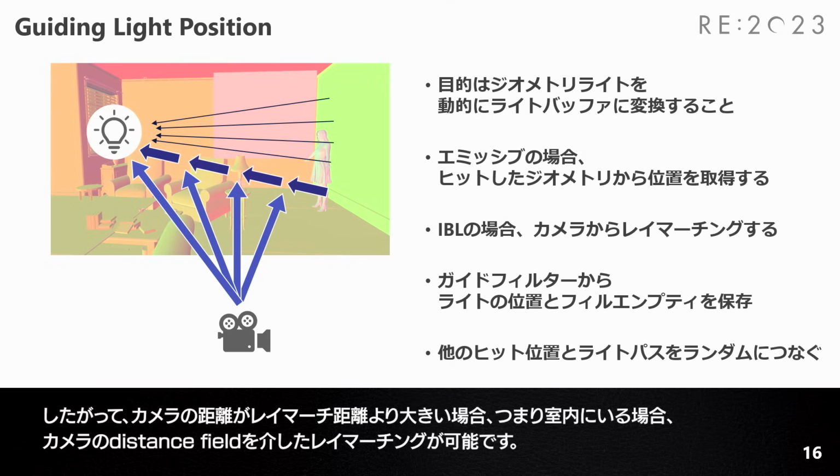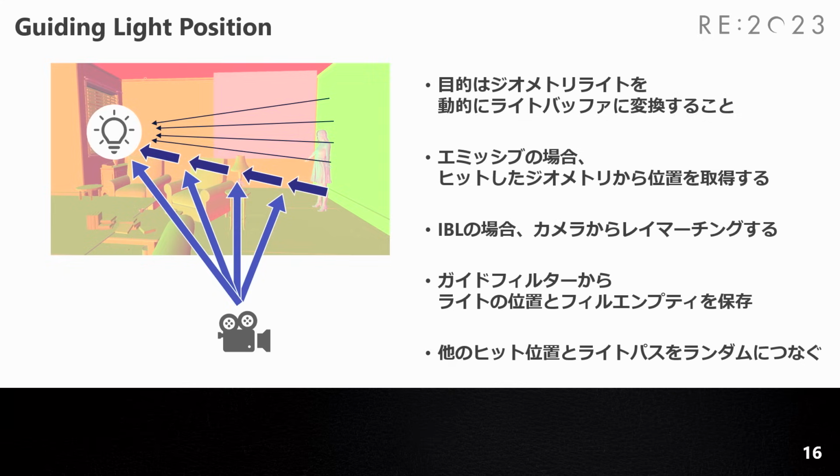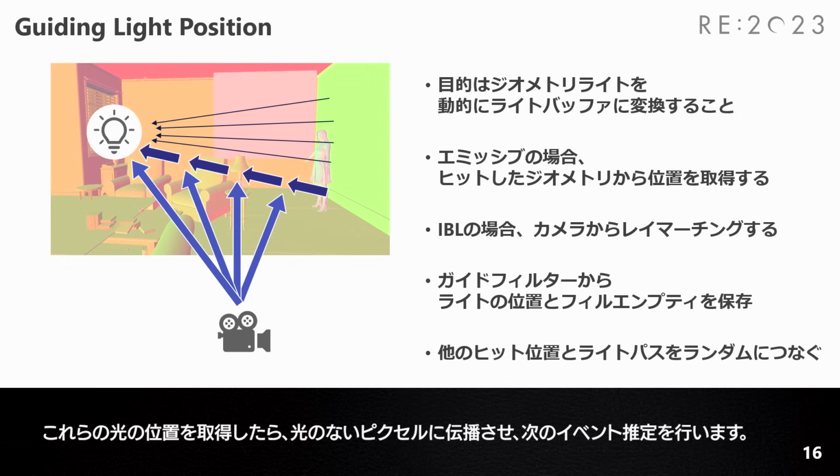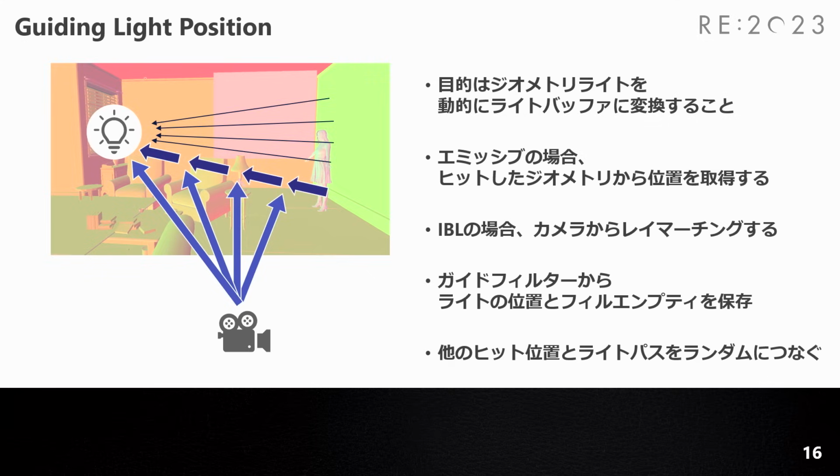So, rematching through the camera distance field is possible. If the camera distance is larger than the rematched distance, it means you are inside the room. If the camera distance is smaller than the rematched distance, this means you are outside the room. After getting those light positions, propagate them to those pixels without light and do the next event estimation at the final stage. The reason I didn't use this method is because it needs shadow rays to check if small geometry lights are reachable. Geometry lights don't have shadow maps.